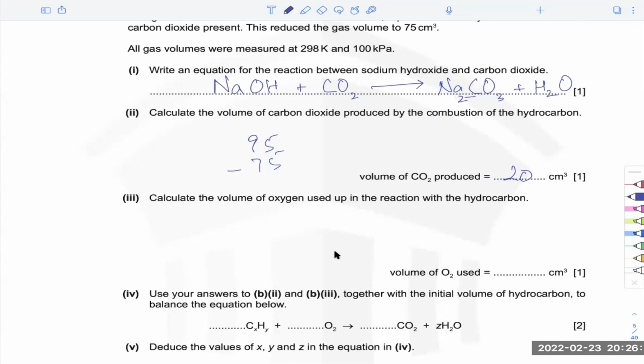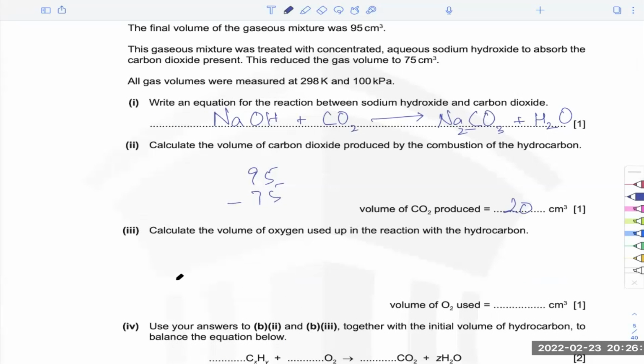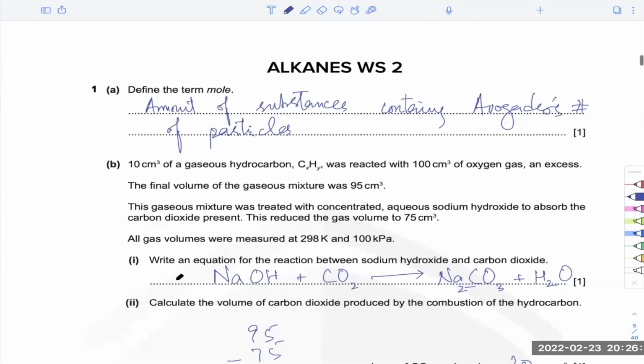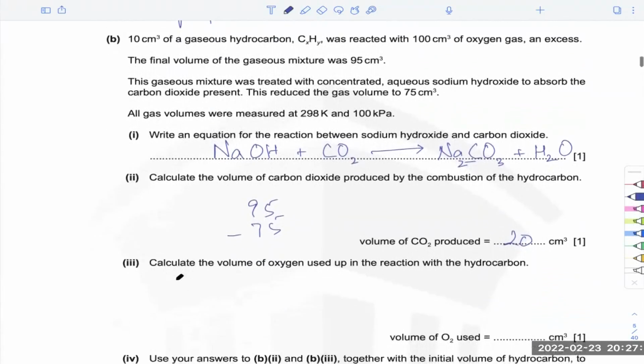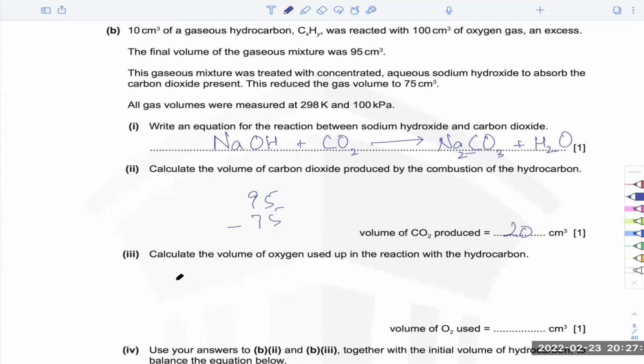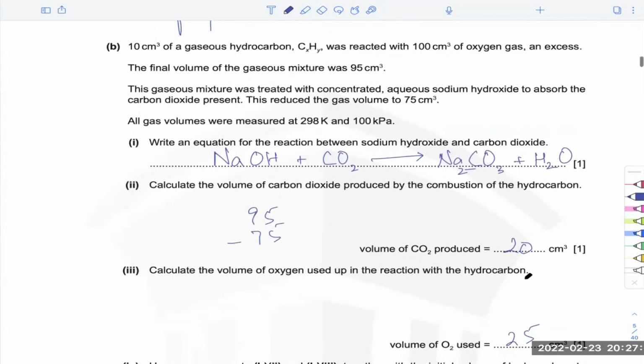Calculate the volume of oxygen used up in the reaction with the hydrocarbon. The total volume was 110, and the product was 95, which included 20 carbon dioxide. Which means what was the difference? 75 is the remaining oxygen, right? So 75 oxygen is remaining, 100 is the initial, so 25. Does that make sense? Basically, the gaseous mixture is all carbon dioxide and oxygen, and after you remove carbon dioxide, you're left with 75 cm cube of oxygen.